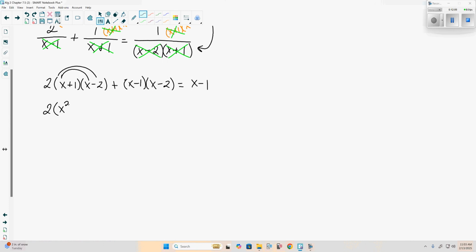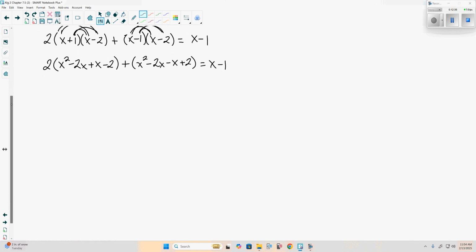X times x will give us x squared. X times negative 2 is negative 2x. 1 times x is plus x, and 1 times negative 2 is negative 2. Other x times x is x squared. X times negative 2, negative 2x. Negative 1 times x is negative x. And negative 1 times negative 2 will give us positive 2. Combine like terms.